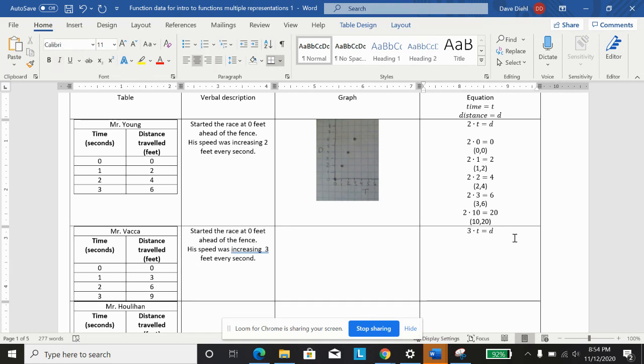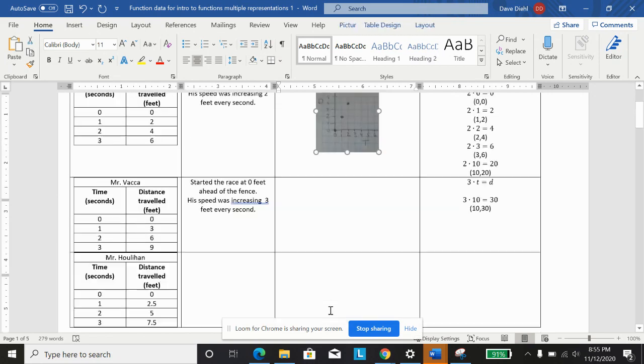But how could I figure out how far he goes in 10 seconds? Well, if I want to know the time, I just guess or assume whatever time I want. And I want to know after 10 seconds, so I'm going to say 3, because that's Mr. Vaca's speed, times 10, I know is 30. So that means after 10 seconds, Mr. Vaca has gone 30 feet. So he would be in the lead of Mr. Young, even though they start in the same place, because he has a faster speed, he would be 10 feet ahead of him after 10 seconds.